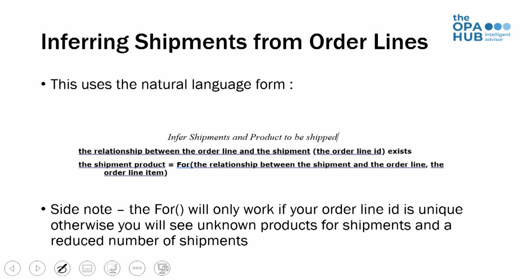Then the second line says, okay, well, when we create the shipment, we need to know what to ship. So the shipment product, and this is a clever little rule here, it says, go back to the relationship between the shipment and the order line. But I don't know if you can notice, and I hope you have, you've got a relationship between the order line and shipment. So it's order line to shipment. And here, it's shipment to order line. This is actually the same relationship between shipment and order line, seen in both directions.